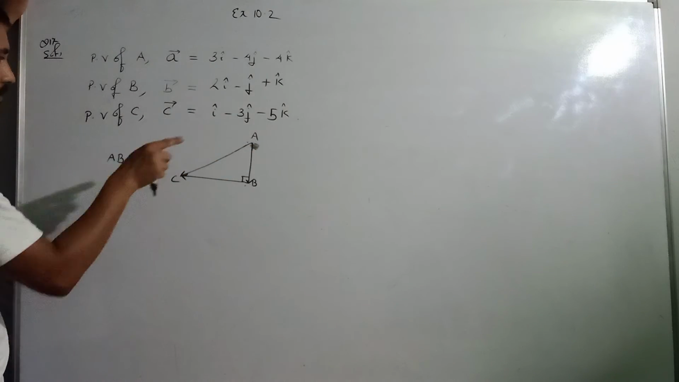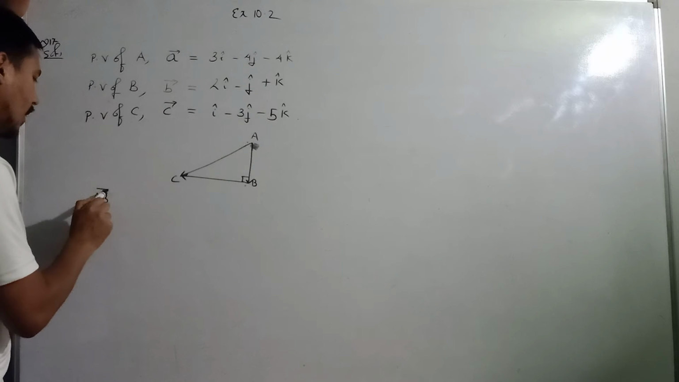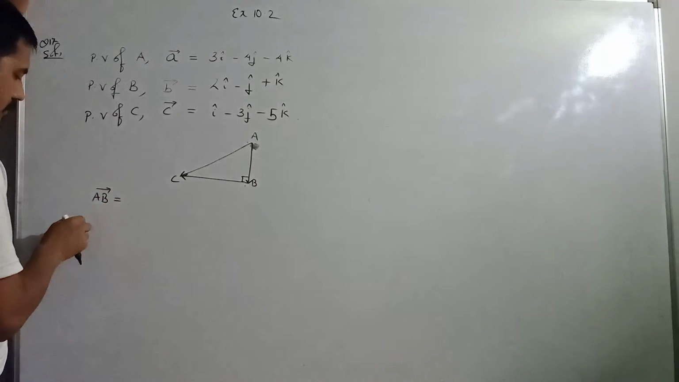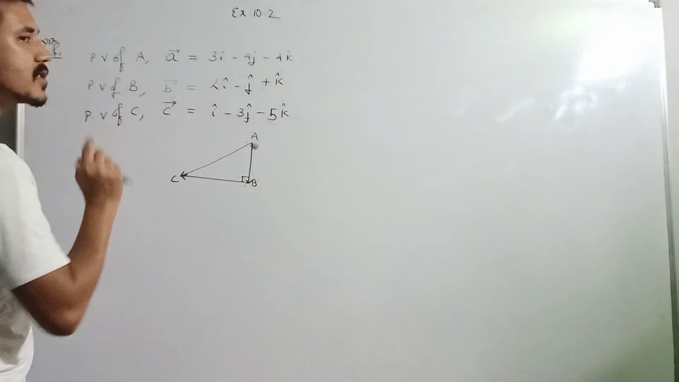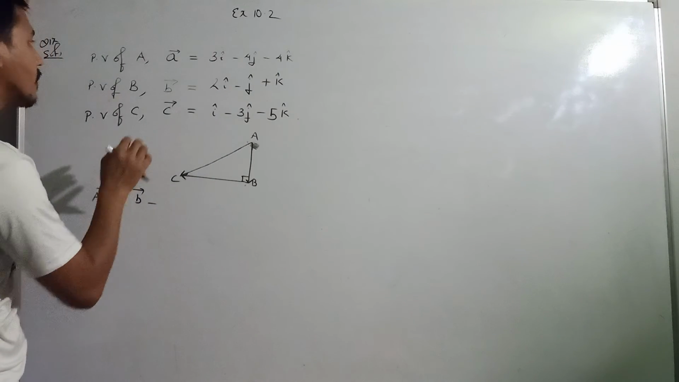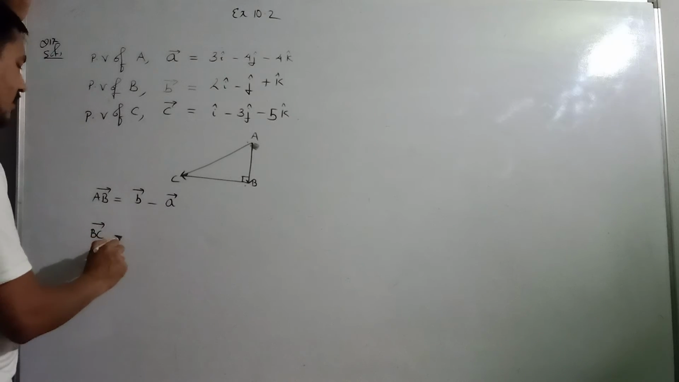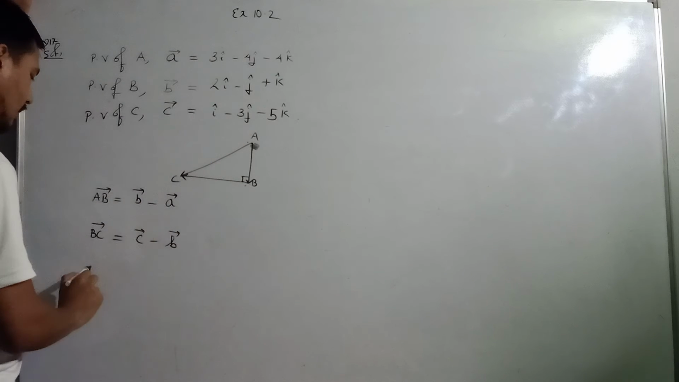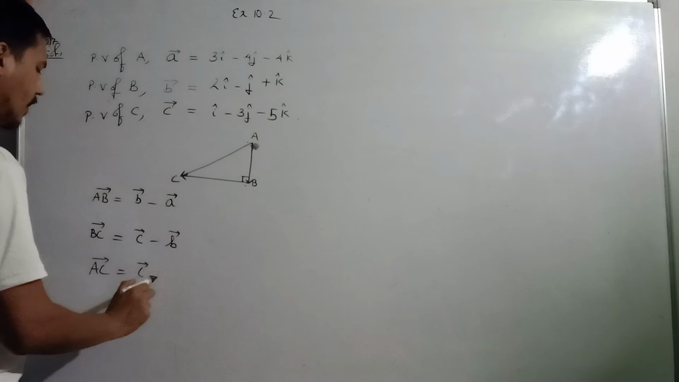So in order to find out the magnitude, first you need to find out their vectors, right? Now, how are you going to find out vector AB? Position vector of B minus position vector of A, right? So vector AB means position vector of B minus position vector of A. So let's find BC. BC means position vector of C minus position vector of B. And then you find out AC as well. AC means position vector of C minus position vector of A.